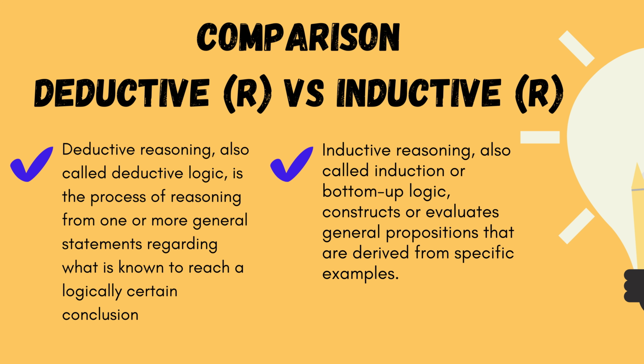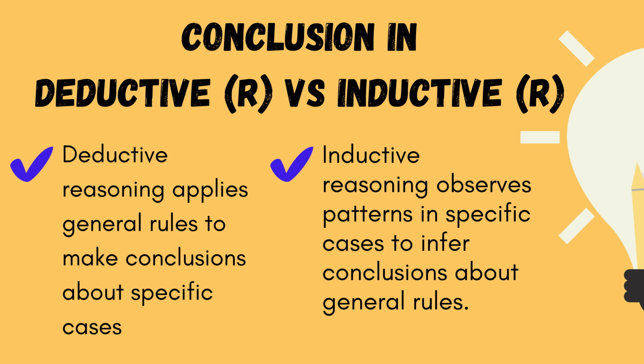Deductive reasoning, also called deductive logic, is the process of reasoning from one or more general statements regarding what is known to reach a logically certain conclusion. Inductive reasoning, also called induction or bottom-up logic, constructs or evaluates general propositions that are derived from specific examples. Deductive reasoning applies general rules to make conclusions about specific cases. Inductive reasoning observes patterns in specific cases to infer conclusions about general rules.